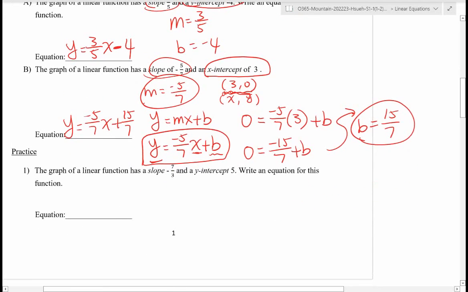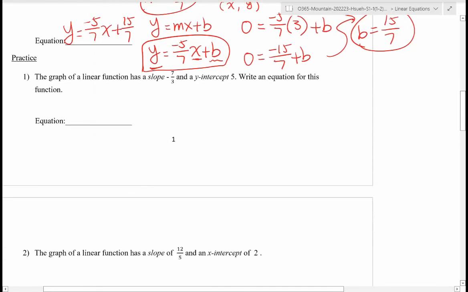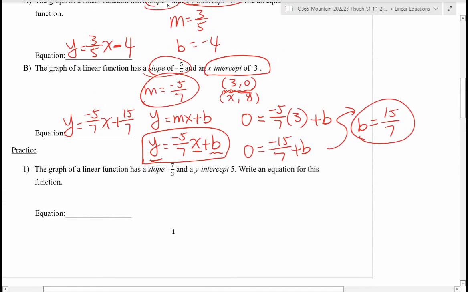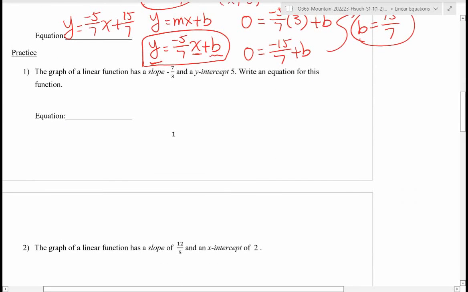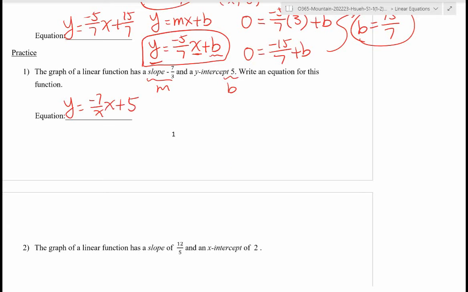Okay, so there are two practice questions for you to try. Here's one, and here's one on the back page. Okay, so give it a try. Okay, first one should be easy. Again, this is the value of m. This is the value of b. Therefore, the equation is y equals mx plus b. Okay, not a problem. -7/3x plus 5. Okay, so that's the first one.